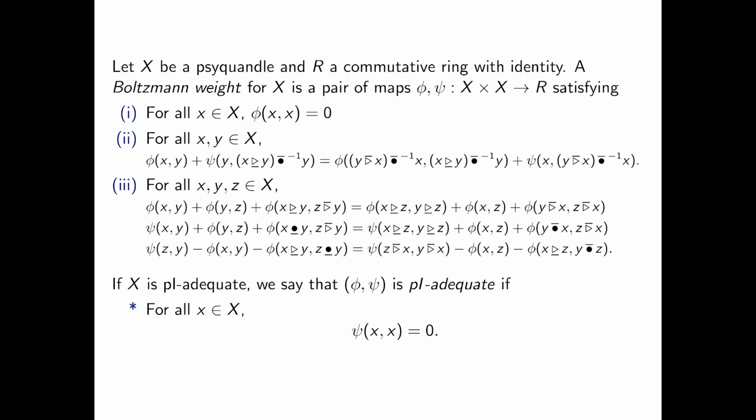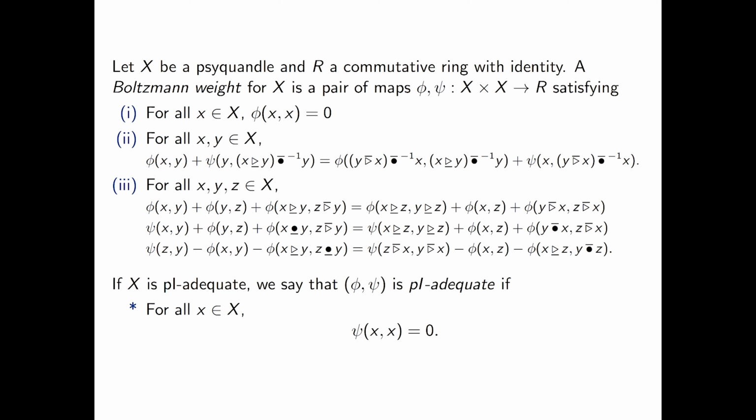So the way we're going to enhance the Psyquandle counting invariant is by introducing 2 functions. Here X is going to be a Psyquandle, and R is going to be a commutative ring with identity. So we're going to say that a Boltzmann weight for the Psyquandle is going to be a pair of maps. We're going to have phi and psi, and these are going to go from the Psyquandle cross Psyquandle to our commutative ring denoted by R. And these 2 functions have to satisfy the following axioms.